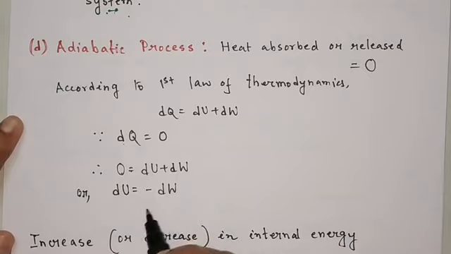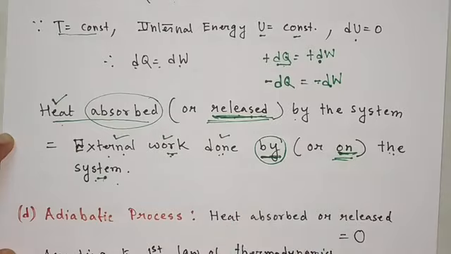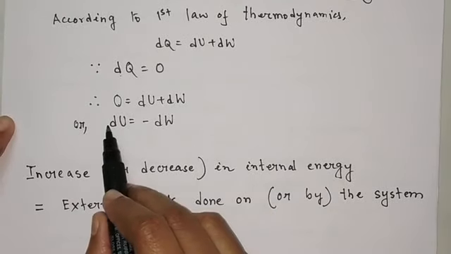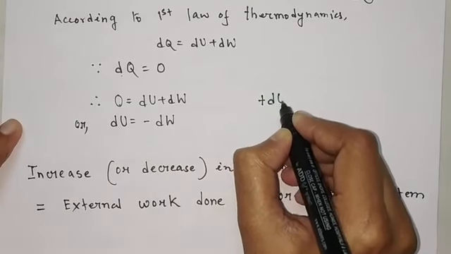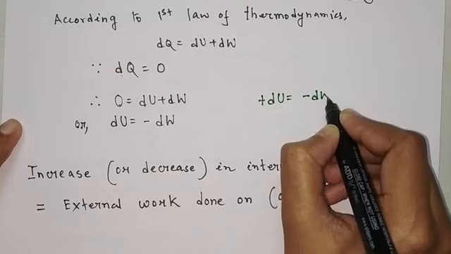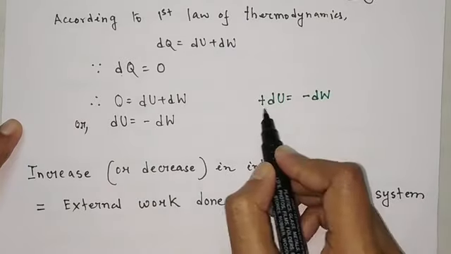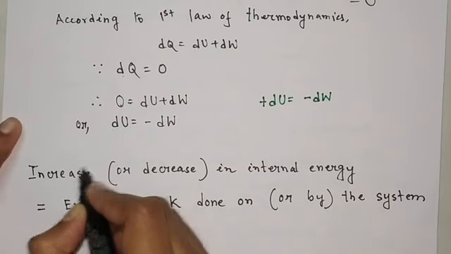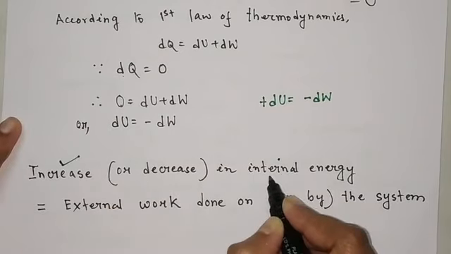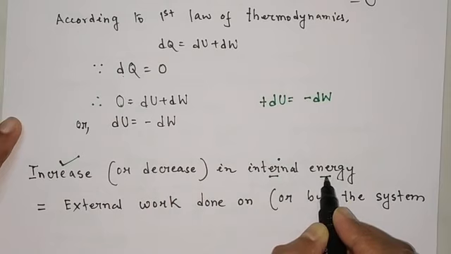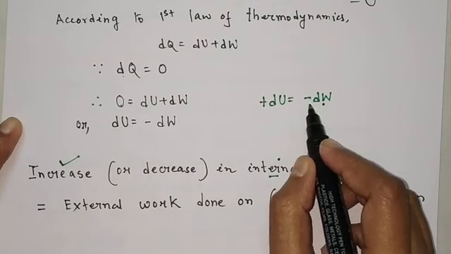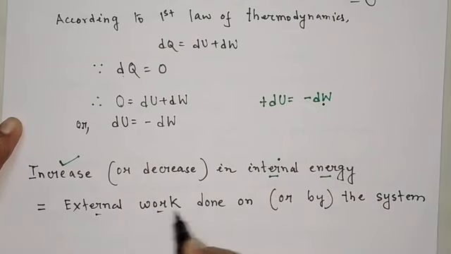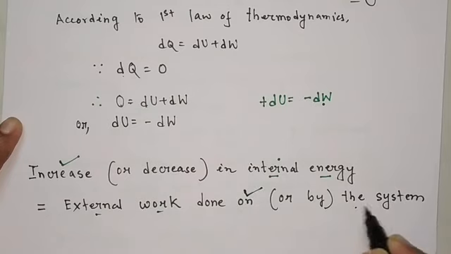So you see here, this situation is slightly different from these two situations where either both the terms were positive or both the terms were negative. Now if one term is positive, then the other term has to be negative. So if we have plus du, then the work done will be negative. Plus du means increase in internal energy. If we have an increase in internal energy, then the work done will be negative, meaning the work has to be done on the system by the surroundings. So external work will be done on the system.